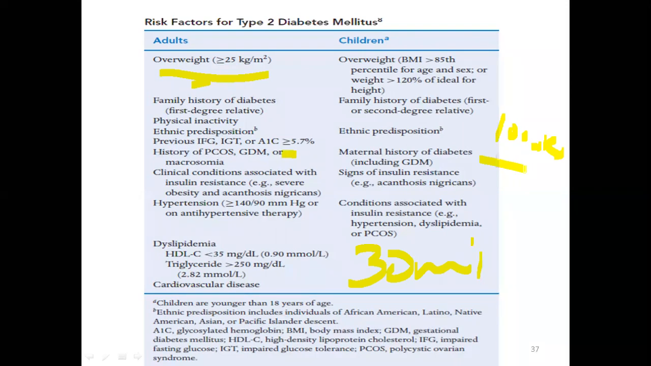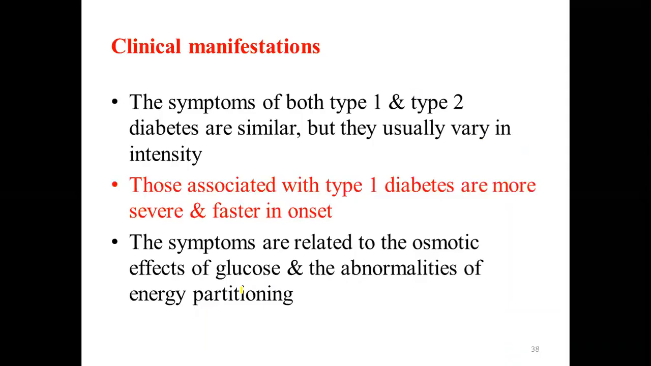Other conditions like hypertension and even dyslipidemia and other cardiovascular diseases are some of the risk factors that can increase the risk of type 2 DM. So those are some of the risks. I think you can read more later for type 2 DM, but the leading cause of type 2 DM is obesity. So you have to work on obesity if you are overweight and obese. So having said this much, now let us discuss the clinical features.